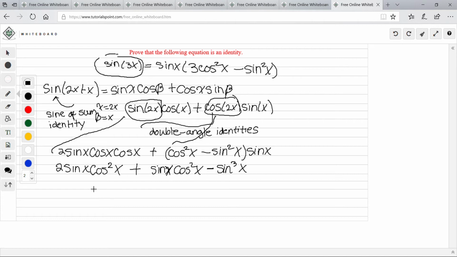Oh yes, we can simplify as, see how there's a 2 over here? We have a 2 sine x times cosine square x, and then we have an invisible 1 right here, sine x times cosine square x. So that's like saying 2 plus 1, which is 3. 3 sine x cosine square x. And then you're left with a negative sine cubed x.